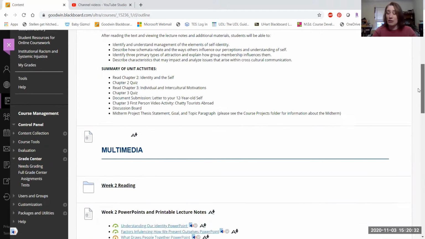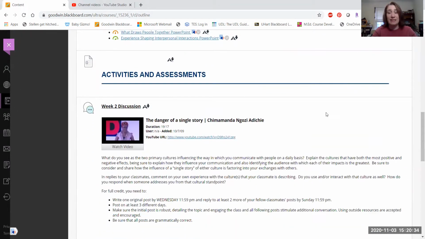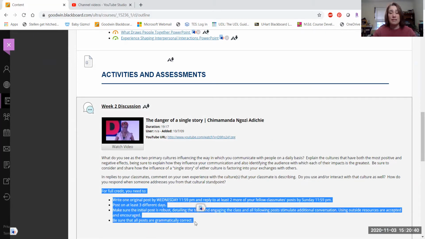Let's take a second and also look at discussion boards for a second. I do want to remind you a couple things. For full credit, these are the instructions with the discussion board. It says you must write 1 original post by Wednesday, reply to at least 2 more of your fellow classmates, post on 3 different days.